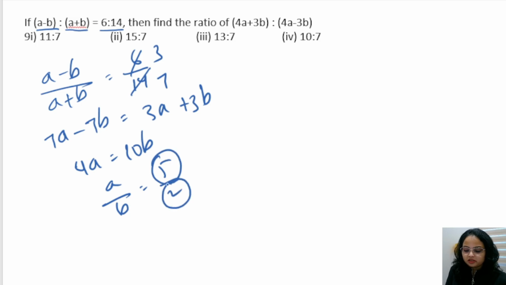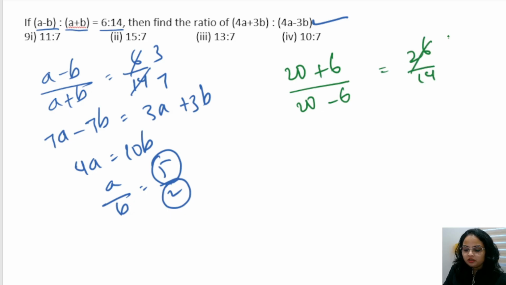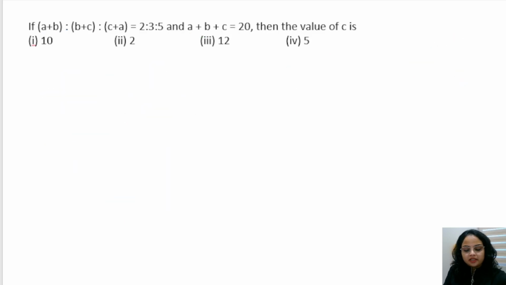Okay, we will directly substitute these values in this ratio. We'll get 4 into 5, 20 plus 3 into 2, 6, divided by 4 into 5, 20 minus 3 into 2, 6. It is 26 by 14. It is 13 by 7. Third option.